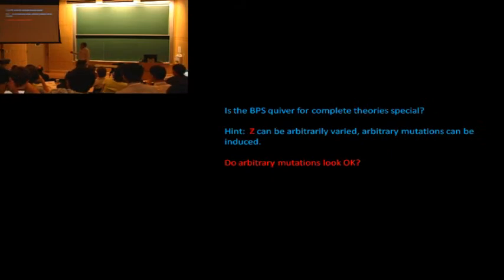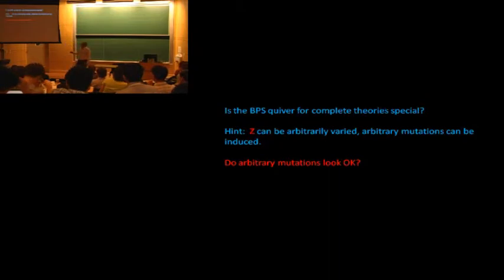And in particular, are the BPS quivers for complete theories special in any way? Now, it turns out that there's already a hint. If the complex numbers Z, the BPS complex numbers, can be arbitrarily varied, then you can move them anywhere you want, and therefore arbitrary mutations can be induced because you will have to allow for every complex vector you wish, every node to leave the upper half plane, and you have to do the mutation on the theory. So if you are talking about complete gauge theories, therefore arbitrary mutations in any order you wish should be allowed.